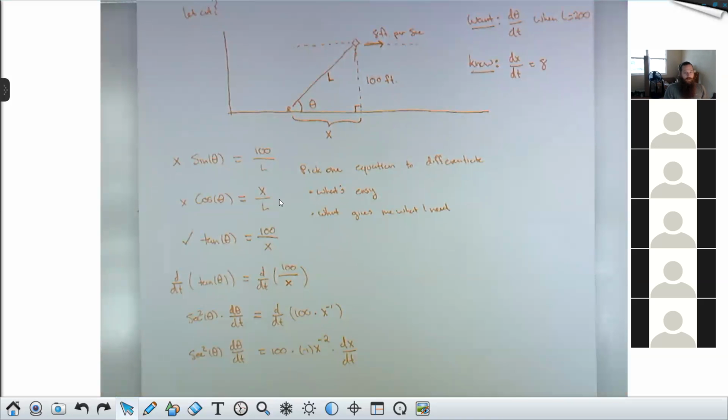So now I have a relationship between d theta dt, the derivative I want, and dx dt, which is the derivative I know. I know that dx dt is 8. I want d theta dt. So by choosing this guy instead of the others, I end up with a differential equation that just involves the derivatives I know something about. This is good news.